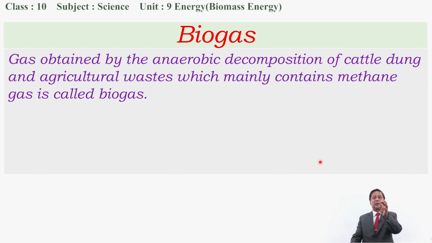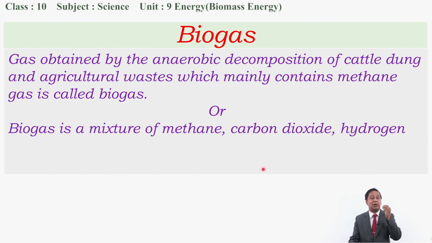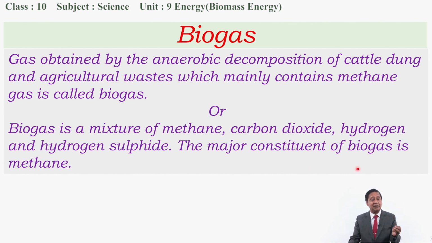But in the context of the composition only, we can define biogas this way also. Biogas is a mixture of methane, carbon dioxide, hydrogen and hydrogen sulfide. Actually, by the anaerobic decomposition of this cattle dung and agricultural waste, not only methane, carbon dioxide also produces along with hydrogen and hydrogen sulfide. The percentage of methane is about 65% and the remaining is carbon dioxide, hydrogen and hydrogen sulfide. This way we can define biogas.